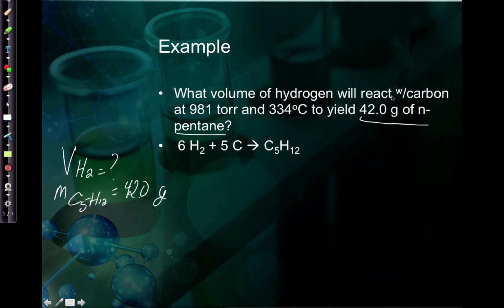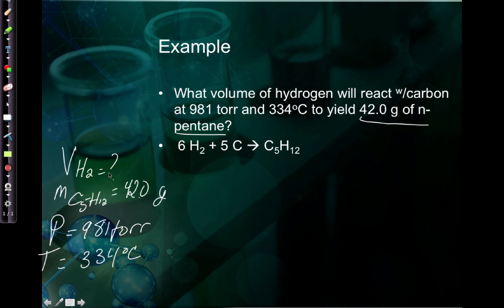So let's go ahead and pull out the rest of the information. It says that I'm at 981 torr, so my pressure is 981 torr. We also have a temperature of 334 degrees Celsius.